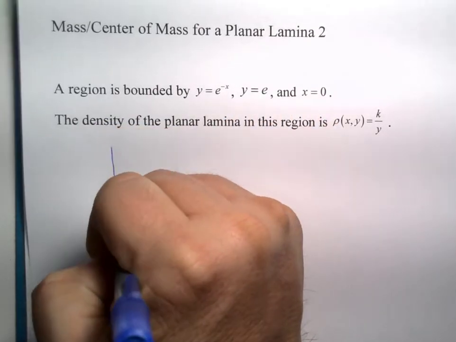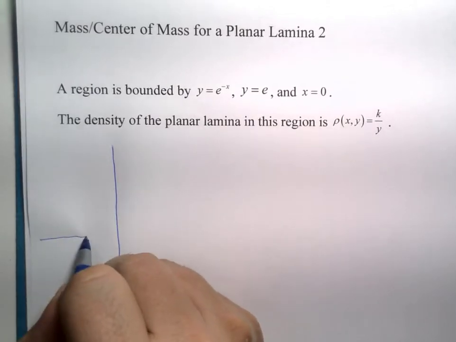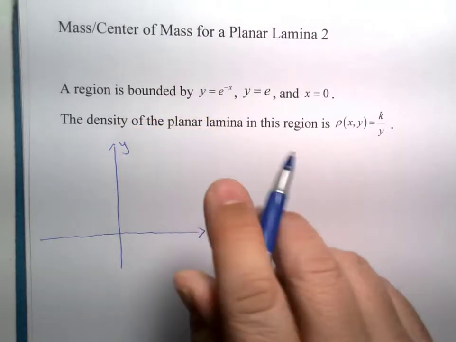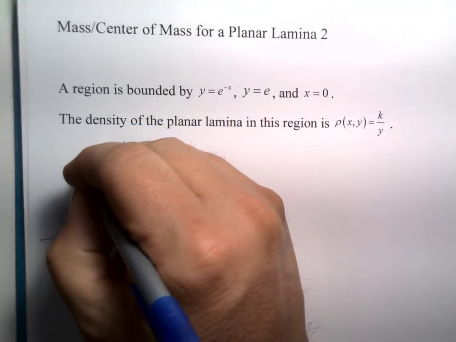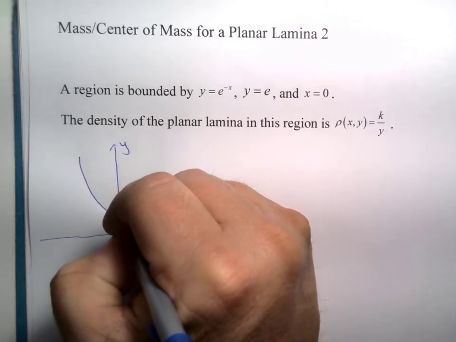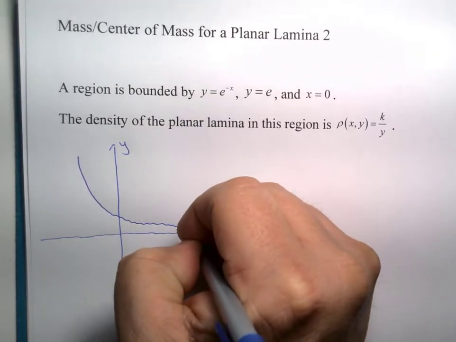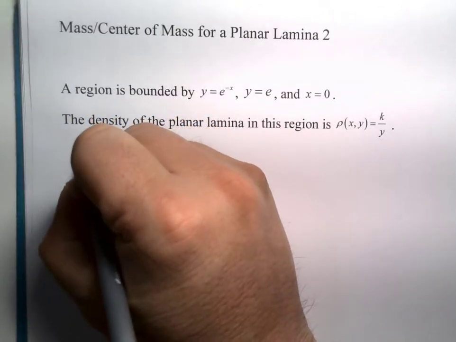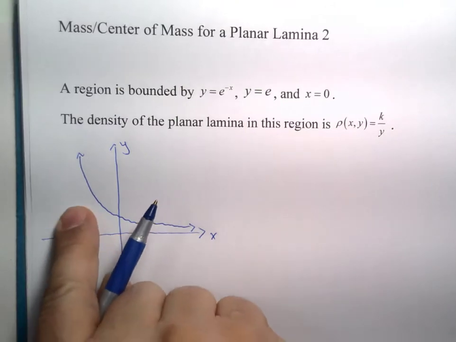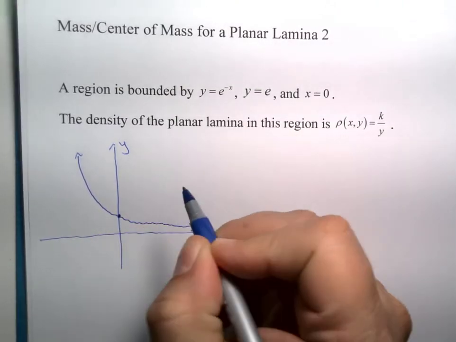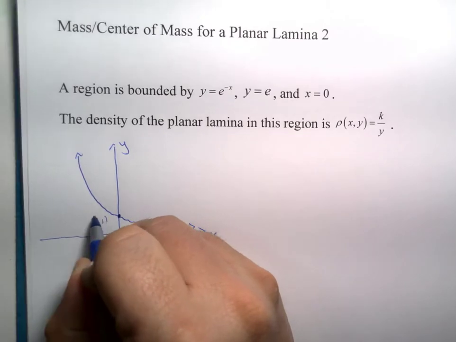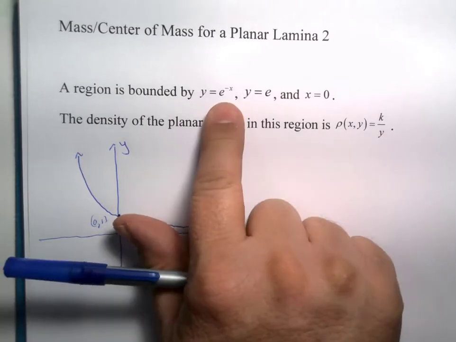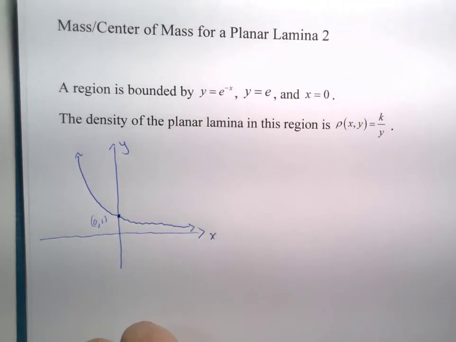If we were to rough sketch this region, x-axis, y-axis, e to the negative x looks a lot like this. The positive x-axis is a horizontal asymptote. It increases quite quickly to the left. It intersects the y-axis at the point 0, 1. E to the 0 power will be 1. It's the e to the x function reflected in the y-axis.